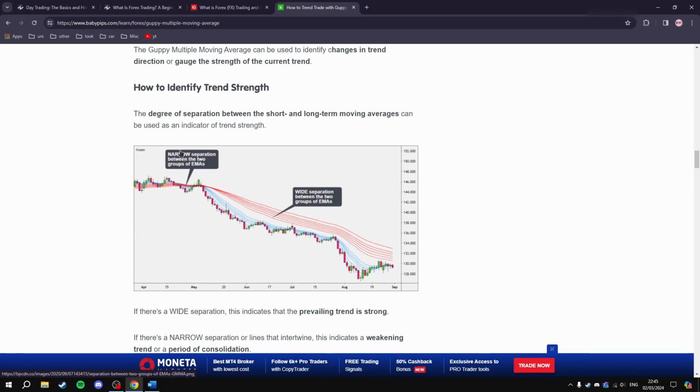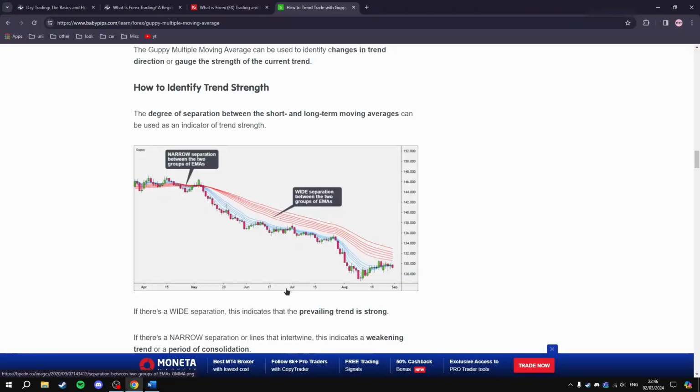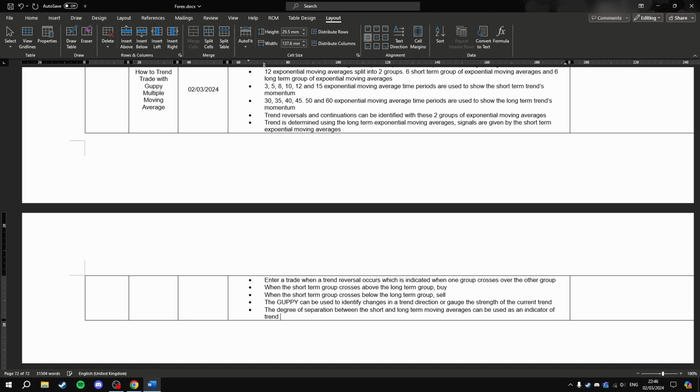The degree of separation between the short, also the gap between them. So the degree of separation between the short and long-term moving averages can be used as an indicator of trend strength.